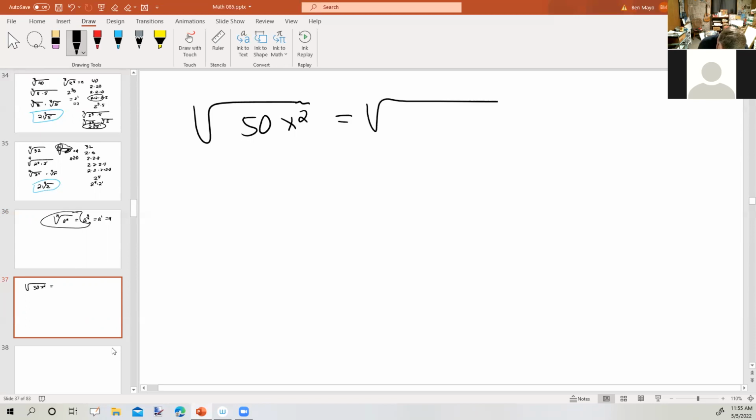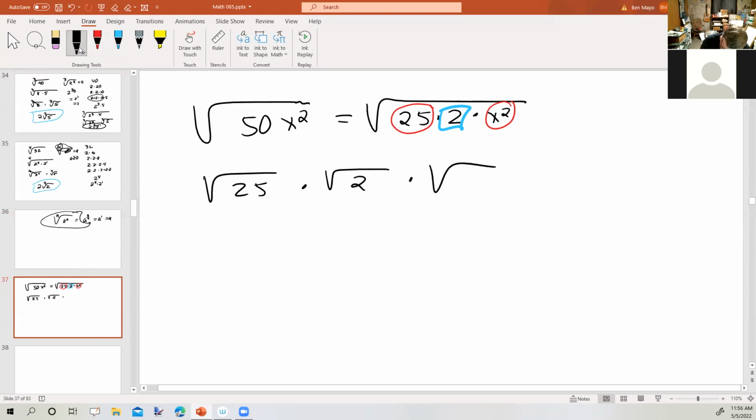So let's see. What I could do is I could break that down into 25 times 2 times x squared. So I've got a square and leftovers. Okay. I could rewrite that as the square root of 25 times the square root of 2 times the square root of x squared. The square root of 25 is 5.